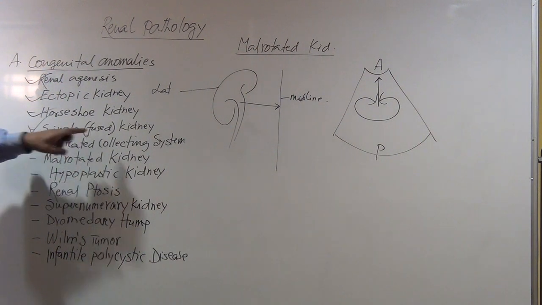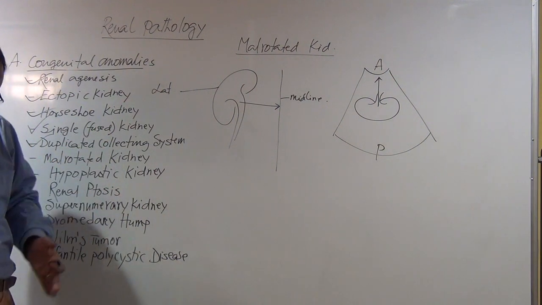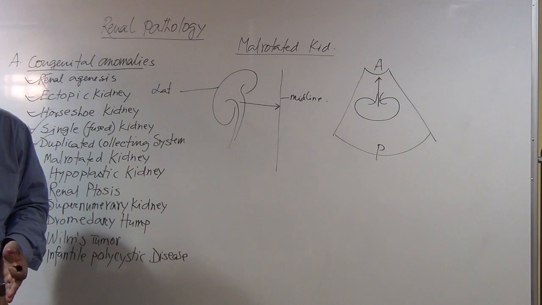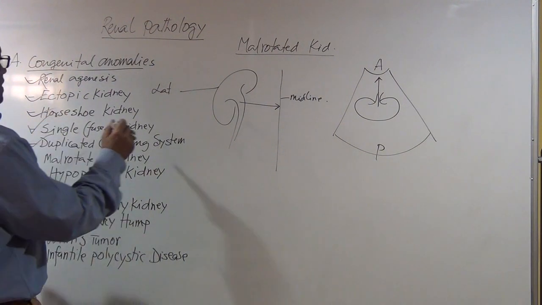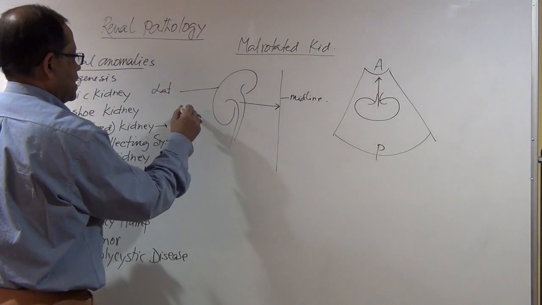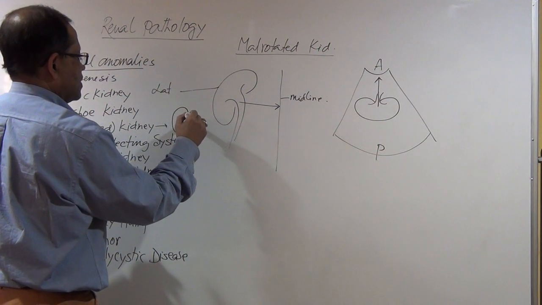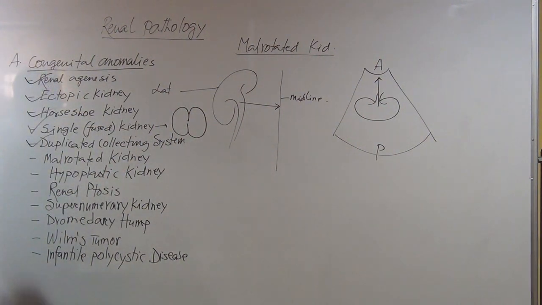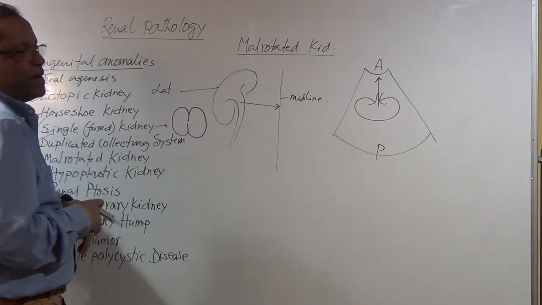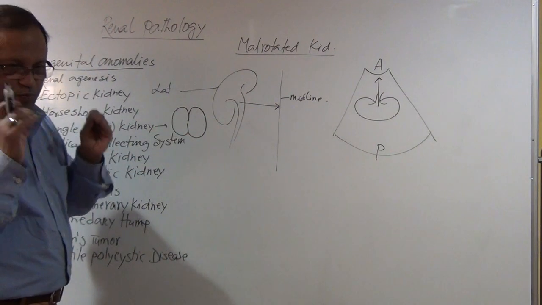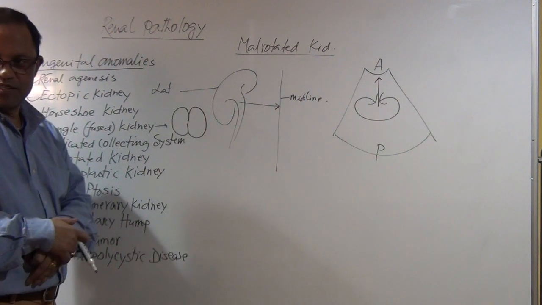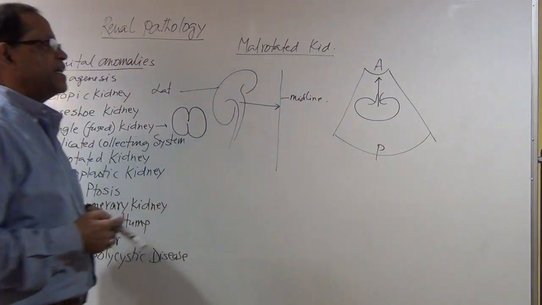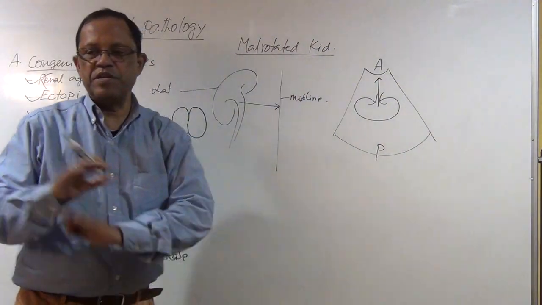Okay? Okay, one more thing I figured out. The fused kidney, if it is fused in the pelvic cavity, then it looks like a pancake. I forgot to tell you. So in the pelvis you might see a pancake. That is two fused kidneys in the pelvic region. Okay, and this is malrotated kidney. Malrotated kidney, hilum is towards the anterior, period.